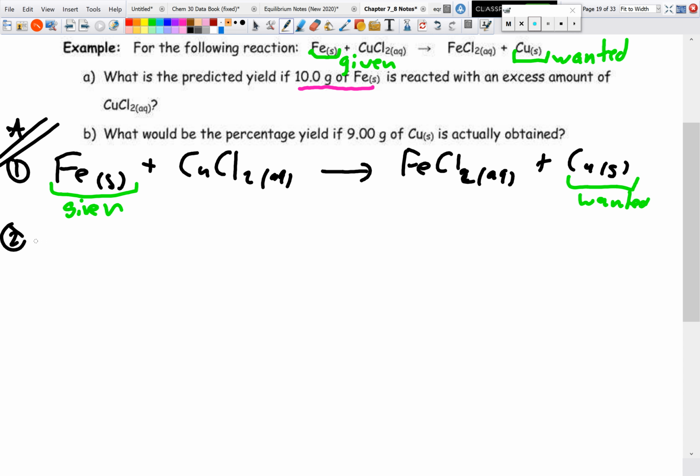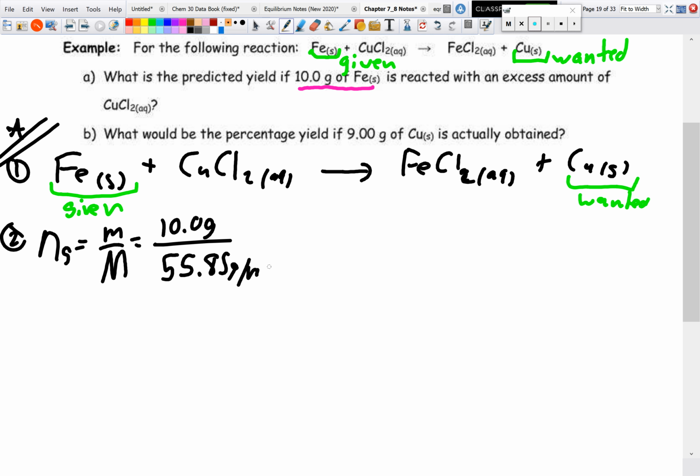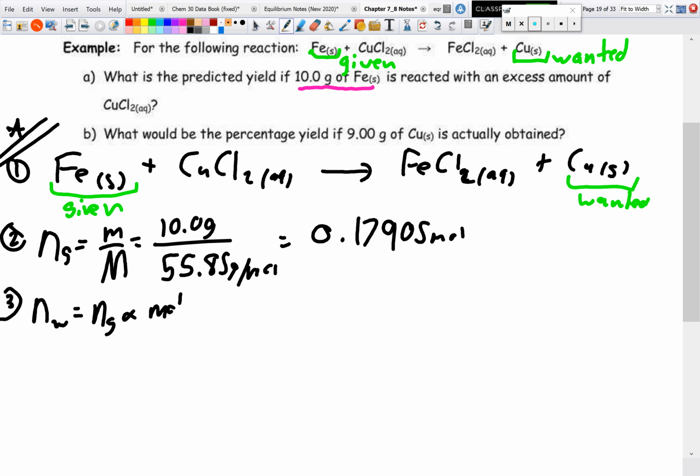So step 2, find the number of moles of our given, which is equal to mass divided by molar mass. In this case right here, we get our 10.0 grams of iron divided by the molar mass of iron, which is 55.85 grams per mole. And when we solve this, we get 0.17905 moles. Step 3, number of moles of our wanted is equal to number of moles of our given times our mole ratio.